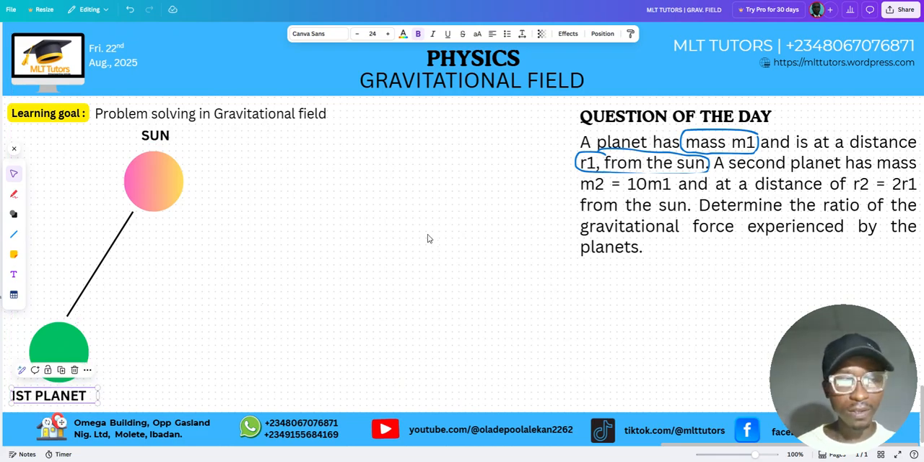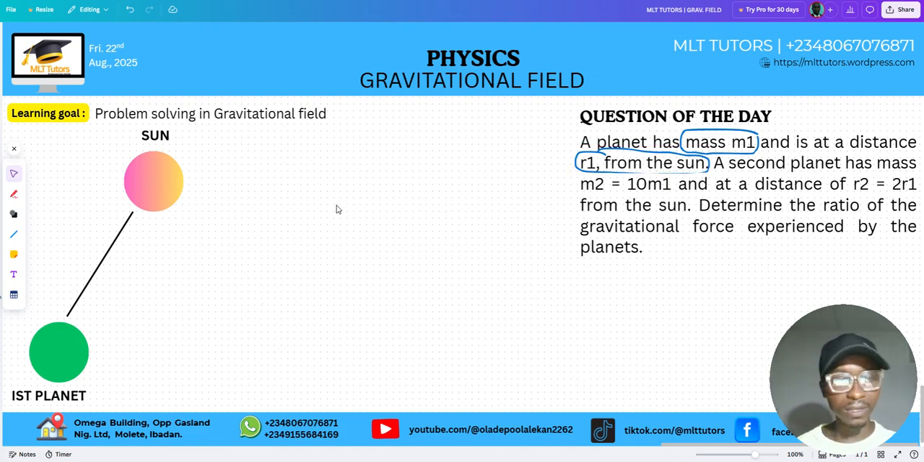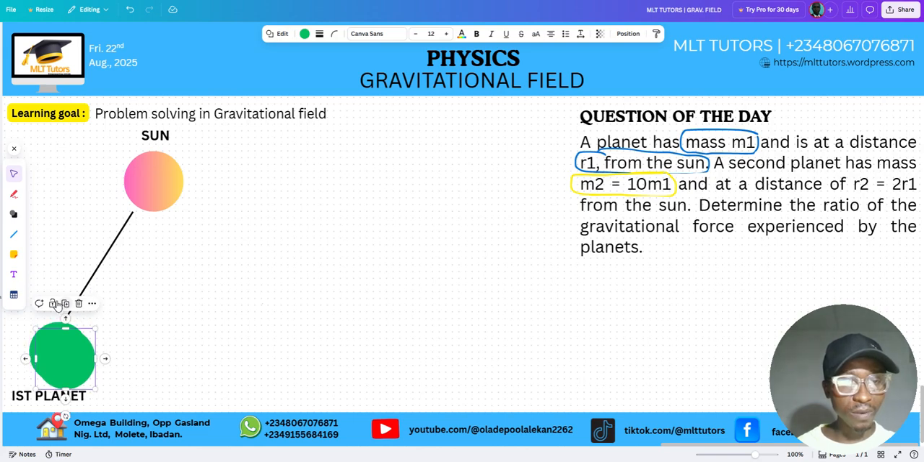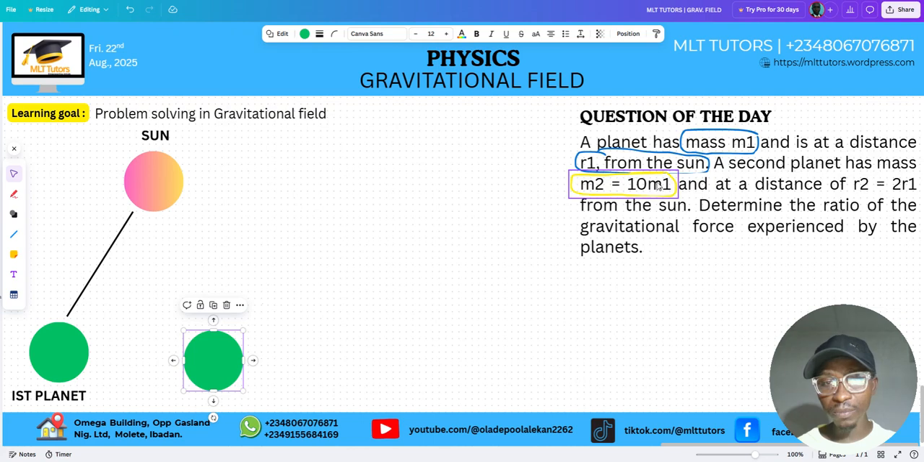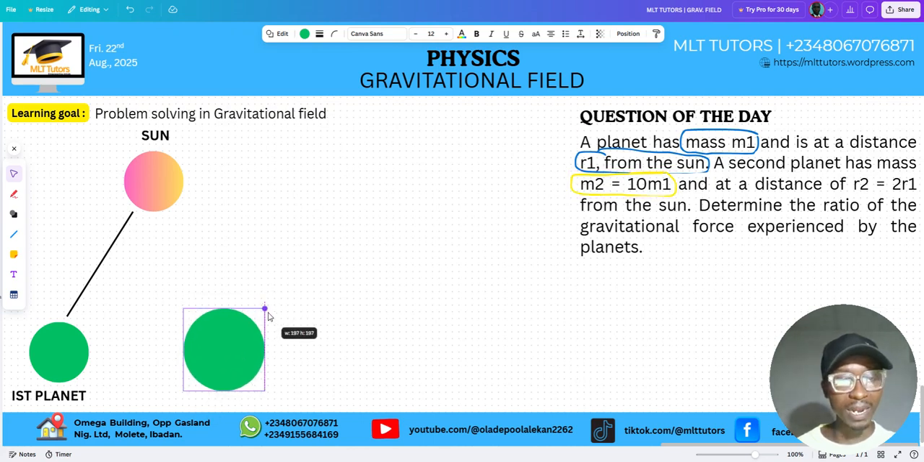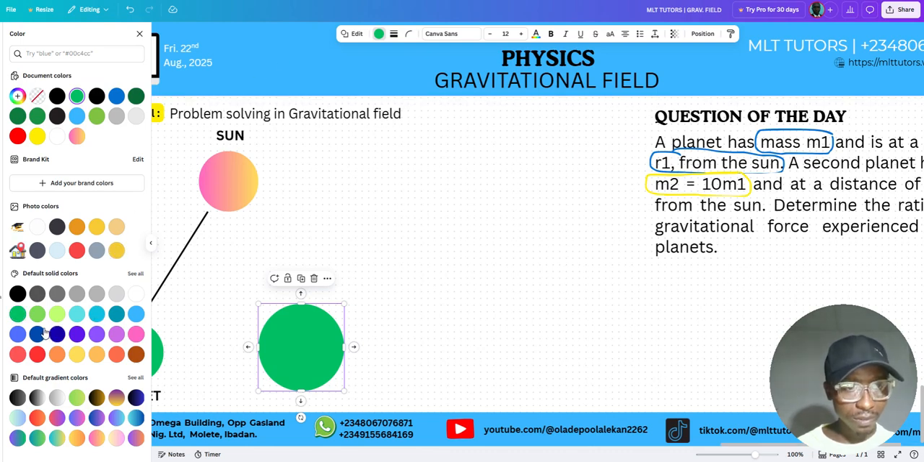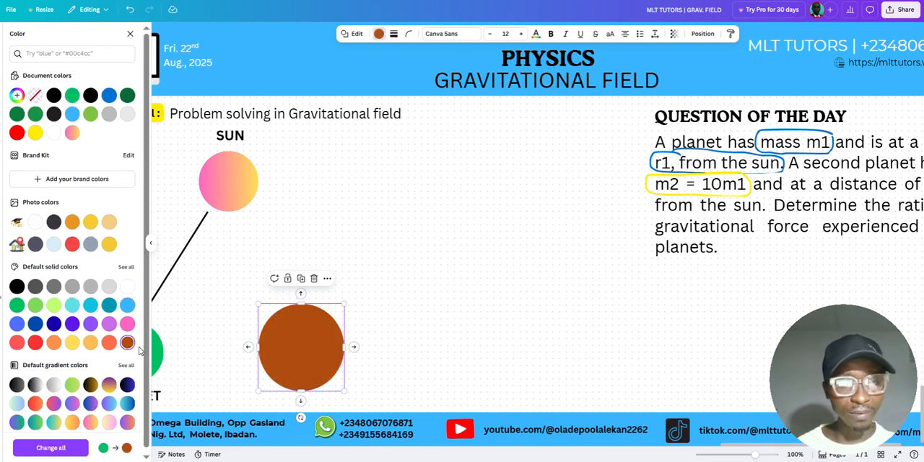So we are done with the first sentence in the question. So let's proceed. A second planet, so we still have another planet again, has a mass m2 equal to 10 m1. So this second planet now, its mass is m2 and is equal to 10 of m1. Let's get a solid shape again to represent the second planet. But m2 is equal to 10 m1, that means this planet is bigger than our planet. Let's change the color. Maybe we should give that brown.